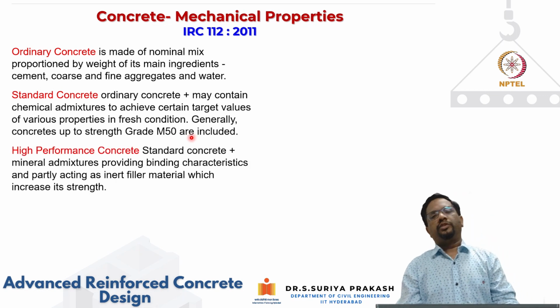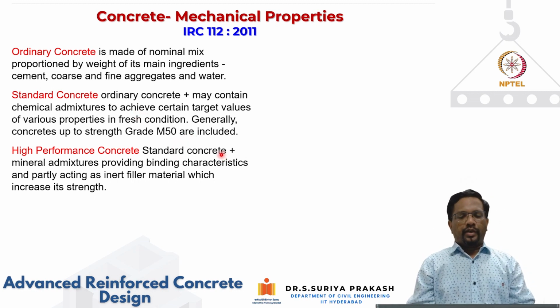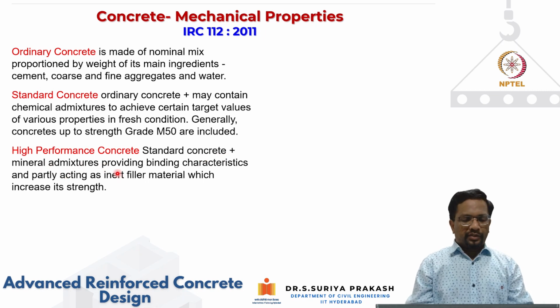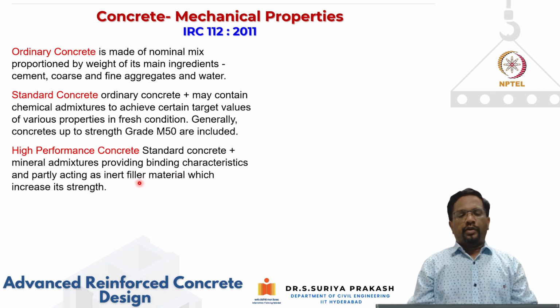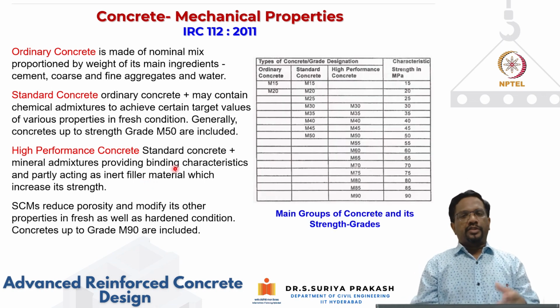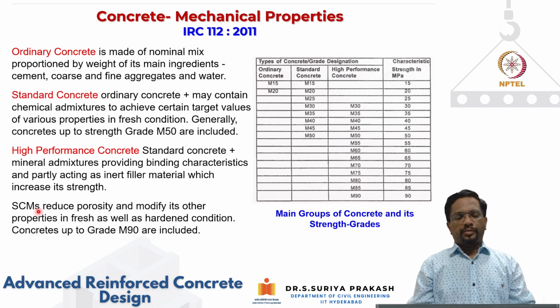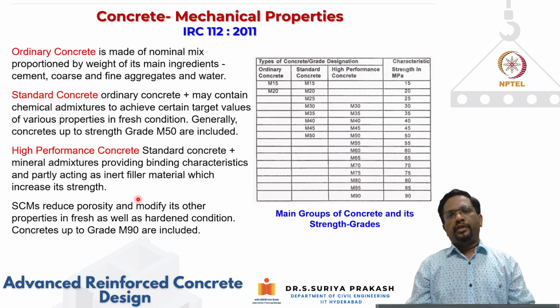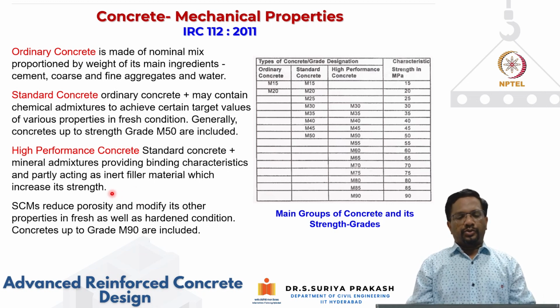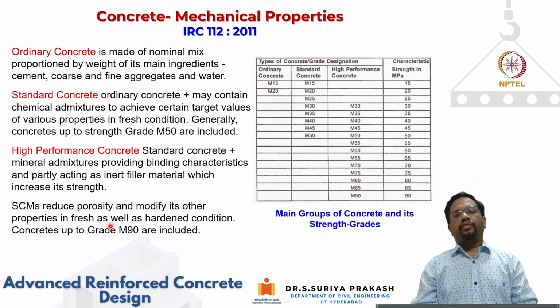Then we have high performance concrete, which basically combines the properties of standard concrete. In addition to that, we also add a lot of mineral admixtures to provide binding characteristics. Also, some of them act as a filler material for improving the strength and durability. So, what are the mineral admixtures? We talked briefly about them in the last lecture. They are also called supplementary cementitious materials. They are available with different characteristics like fly ash, silica fume, metakaolin, and slag, and so on. These SCMs reduce porosity and they also modify the other properties of concrete in the fresh as well as in hardened condition.